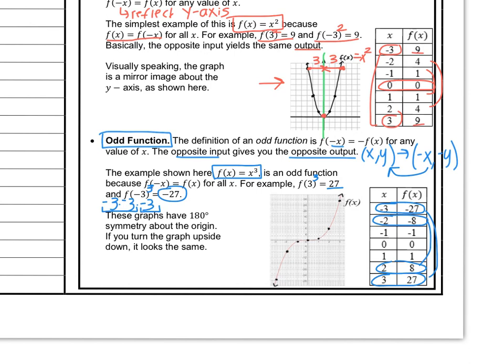So if we look at the graph, they have 180-degree symmetry about the origin. If you turn the graph upside down, it looks exactly the same. See, this point right here is the same number of units over and down, and then you would just go over and down, the same number of units from the center of rotation, which is the origin. Then this point out here has the same number of units over and up. If I were to go up and over, and then down and over, it's the same number of units away from the origin. So that's 180-degree rotation about the origin.